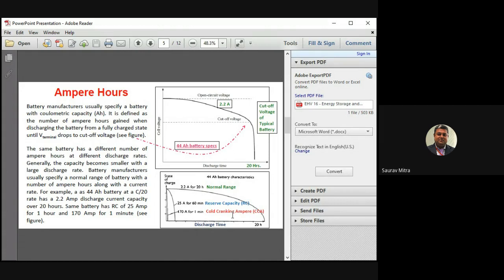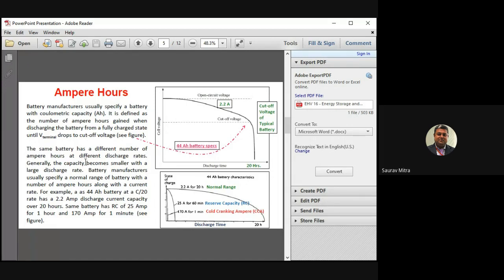Cold cranking is for very low outside temperature. It is asking for 170 ampere in 1 minute. So a huge amount of discharge is being required from the battery, because the battery goes totally into sleep. It is almost dead. You have to start the car when the outside temperature is -30 degrees centigrade. At that time, just to ignite the spark in the battery, just to make it work, the battery has to give 170 ampere in 1 minute. So you're asking for too much current from the battery.